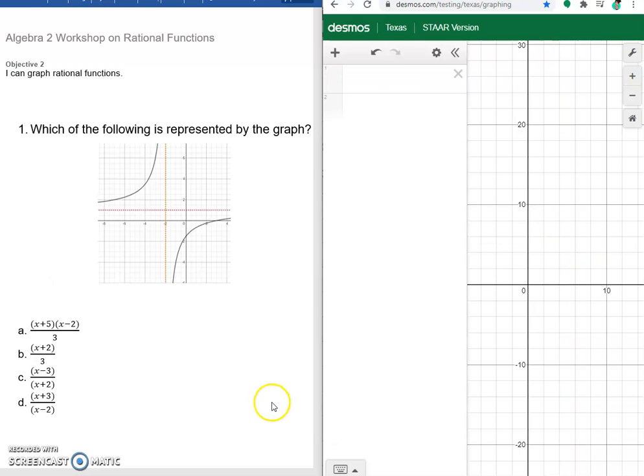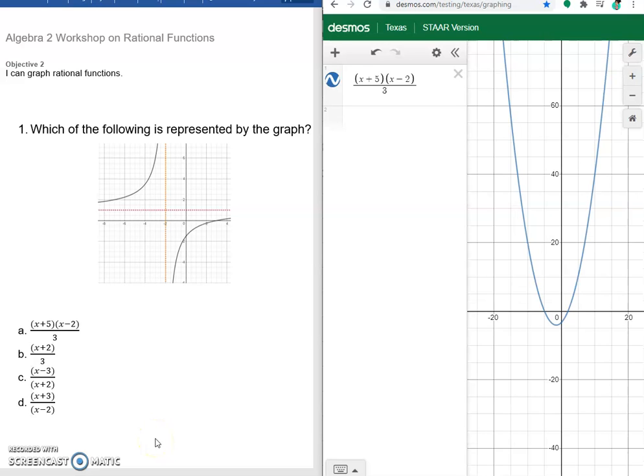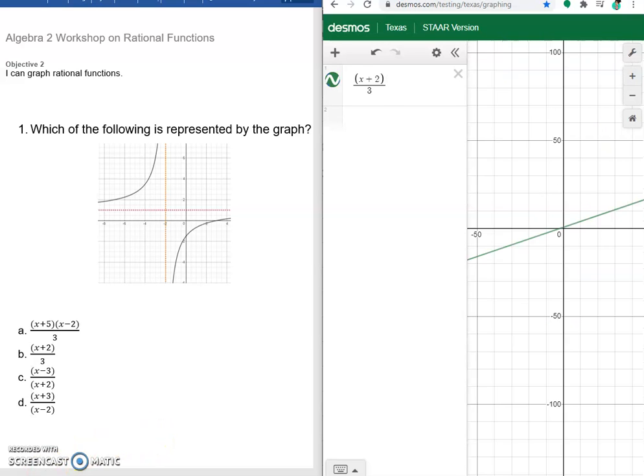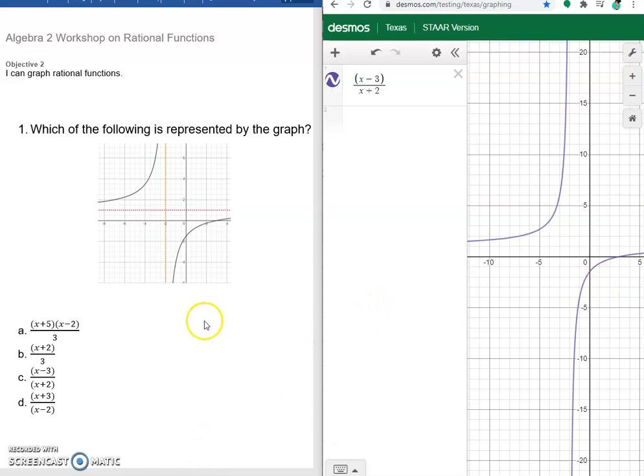We're now on objective 2. I can graph rational functions. Which of the following is represented by this graph? In this particular objective, all you need to do is use Desmos and match the graph to the right equation. So let us begin. This is letter A and the graph doesn't match. Let's plug in B. And this is letter B, and again, the graph doesn't match. And now for letter C, it matches. So the answer here is letter C. Just to emphasize, guys, these broken lines right here are just the horizontal and vertical asymptotes, which are given for emphasis. But right here, they will not be given because we did not graph them. So again, the answer is C.